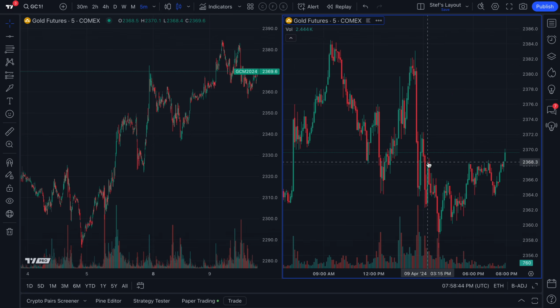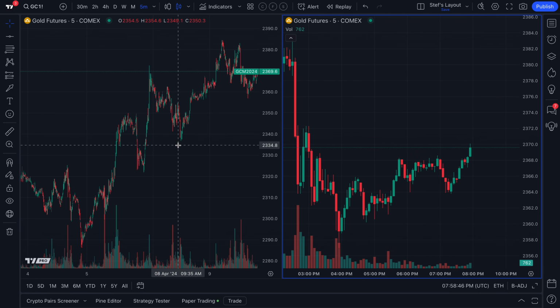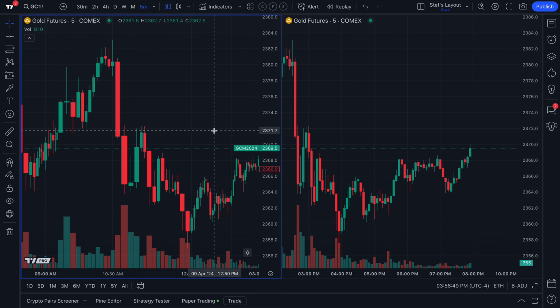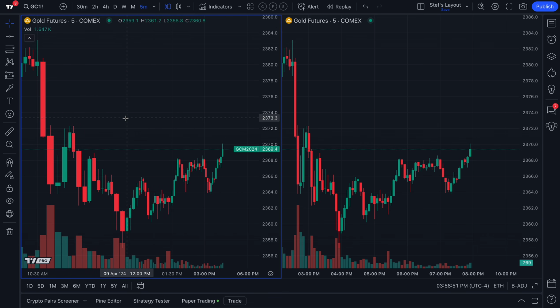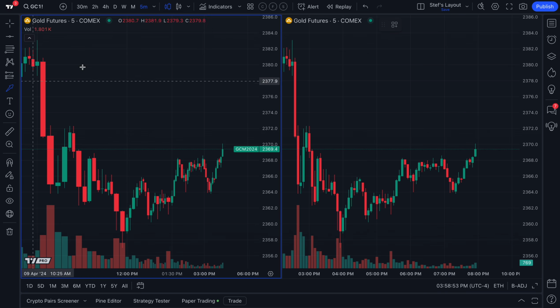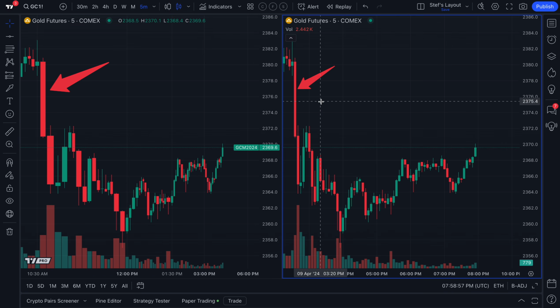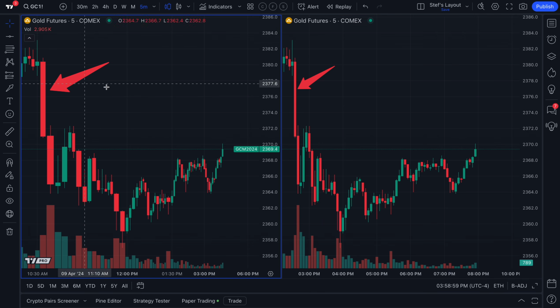So let's zoom in. This is regular candles. Let's zoom in. This is volume candles. Now immediately you're going to notice something, which is look at the size of this candle. Look at the size of this candle. They're the exact same candle, but the one on the left is a volume candle, which means the candle is larger to adjust for the volume.